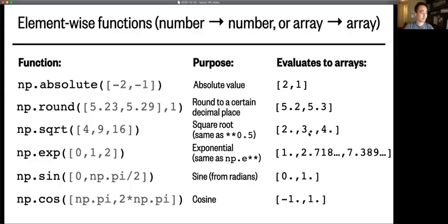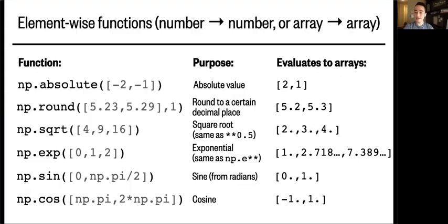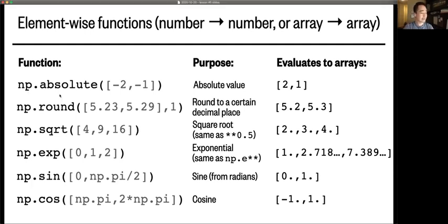So here's some more handy functions. Unlike the reduction functions that I just showed 2 slides ago, these ones are element-wise, meaning they take in an array and then they give back an array. I should also say that they take in single numbers as well. And in that case, they'll give back a single number. So we have np.absolute, which finds the absolute value of a number or an array. And in this case, that's 2, 1.